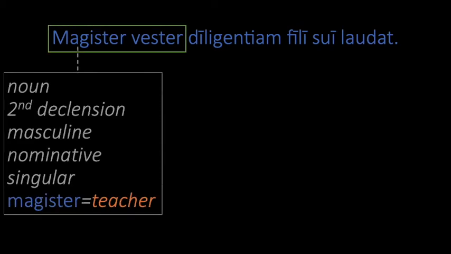Magister vestra. Magister is a new vocabulary word for this lesson, meaning teacher. It is another one of the words that end in er in the nominative, like ager. If this were not the nominative singular, the e before the r would drop, and the form would be just like any other second declension masculine form.